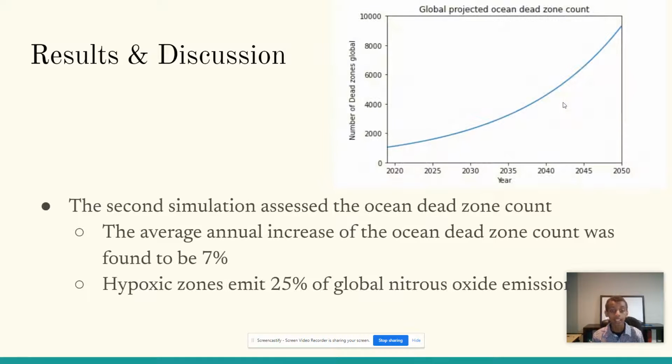The second simulation assessed the ocean dead zone count. The average annual increase of the ocean dead zones count was found to be 7%. Hypoxic zones emit 25% of global nitrous oxide emissions. This shows if they continue increasing at this alarming rate, the yearly rate of increase for nitrous oxide emissions will also increase with similar fluctuations. Therefore, the first step towards completely eliminating our nitrous oxide emissions is to eliminate ocean dead zones.